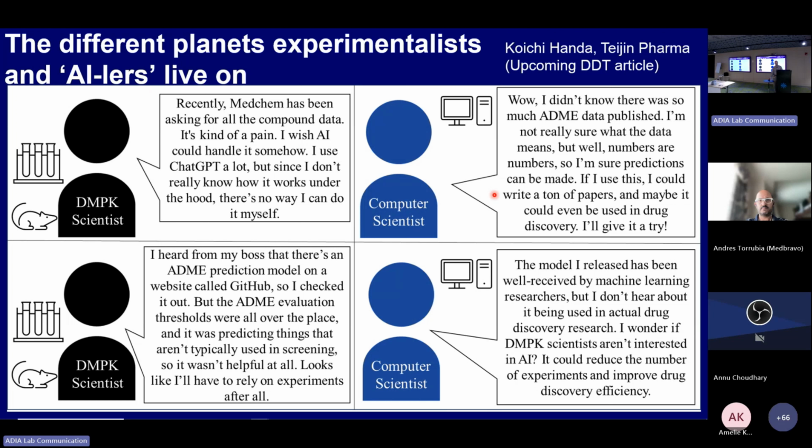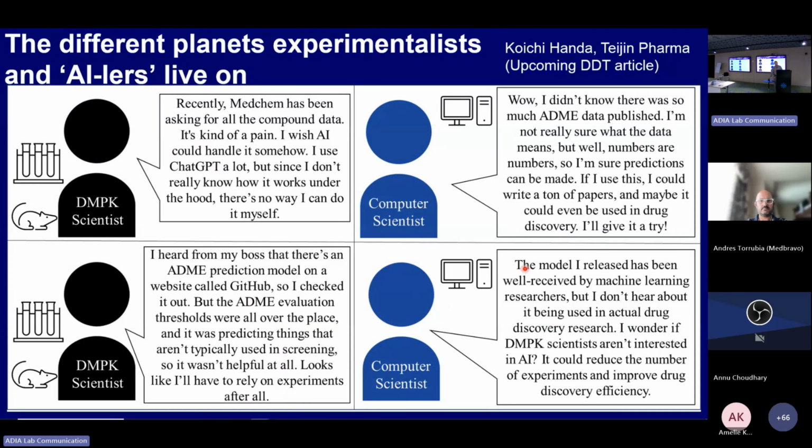Computer scientist, same day: I didn't know there's so much ADME data published. I'm not sure what it means, but numbers are numbers. I just put it into my model. I could write a ton of papers and change drug discovery. So three weeks later, DMPK scientist: I heard from my boss there's an ADME prediction model on GitHub, so I check it out. But the evaluation thresholds are all over the place. It was predicting things that are actually not used in practice. Wasn't really helpful. I probably have to do experiments again.